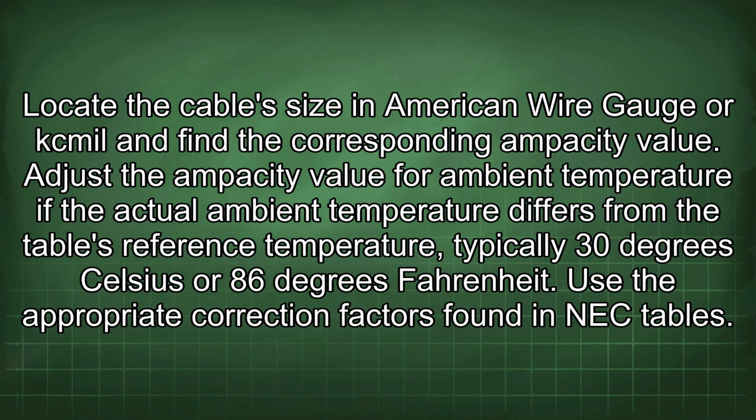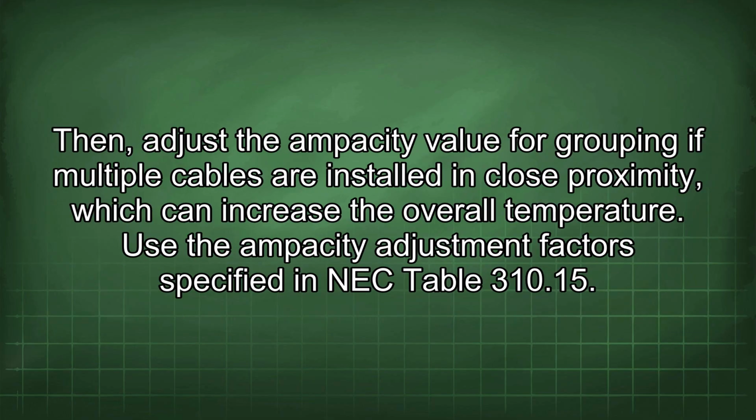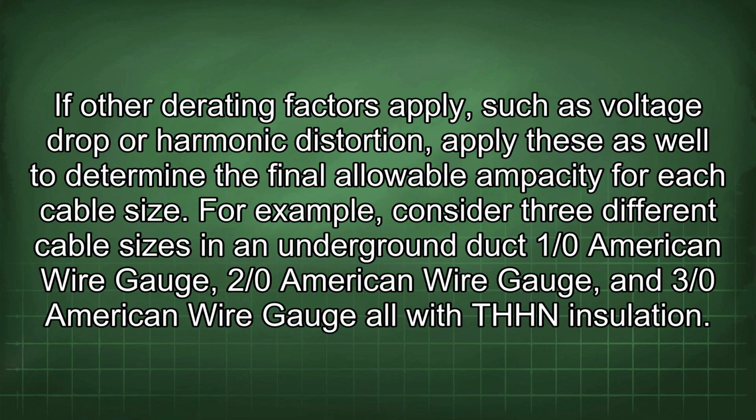Locate the cable size in American wire gauge or kcmil and find the corresponding ampacity value. Adjust the ampacity value for ambient temperature if the actual ambient temperature differs from the table's reference temperature, typically 30 degrees Celsius or 86 degrees Fahrenheit. Use the appropriate correction factors found in NEC tables. Then, adjust the ampacity value for grouping if multiple cables are installed in close proximity, which can increase the overall temperature. Use the ampacity adjustment factors specified in NEC table 310.15. If other derating factors apply, such as voltage drop or harmonic distortion, apply these as well to determine the final allowable ampacity for each cable size.